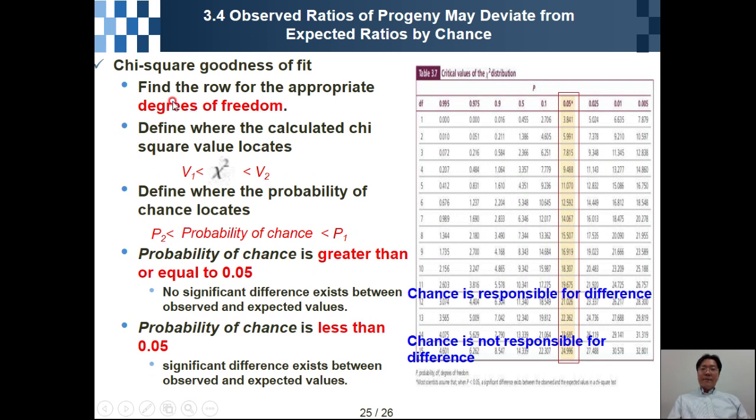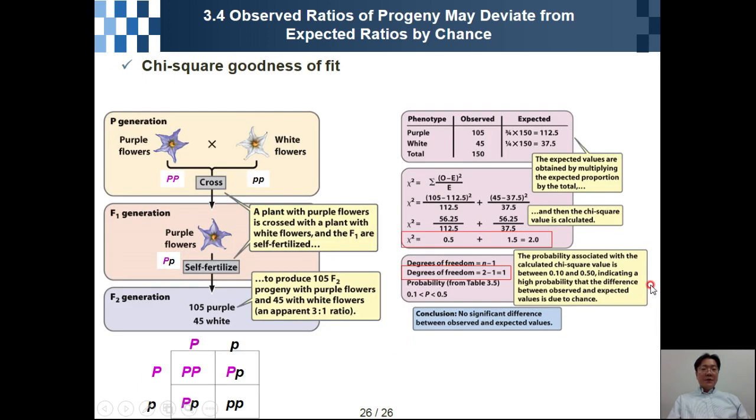After that, we have to find the row for the degree of freedom. So we calculated the chi-square goodness of fit. Now we have to find the degree of freedom. So what is the degree of freedom? What is the number of phenotypes? The phenotype is purple or white, so it will be 2. 2 minus 1 will be 1.